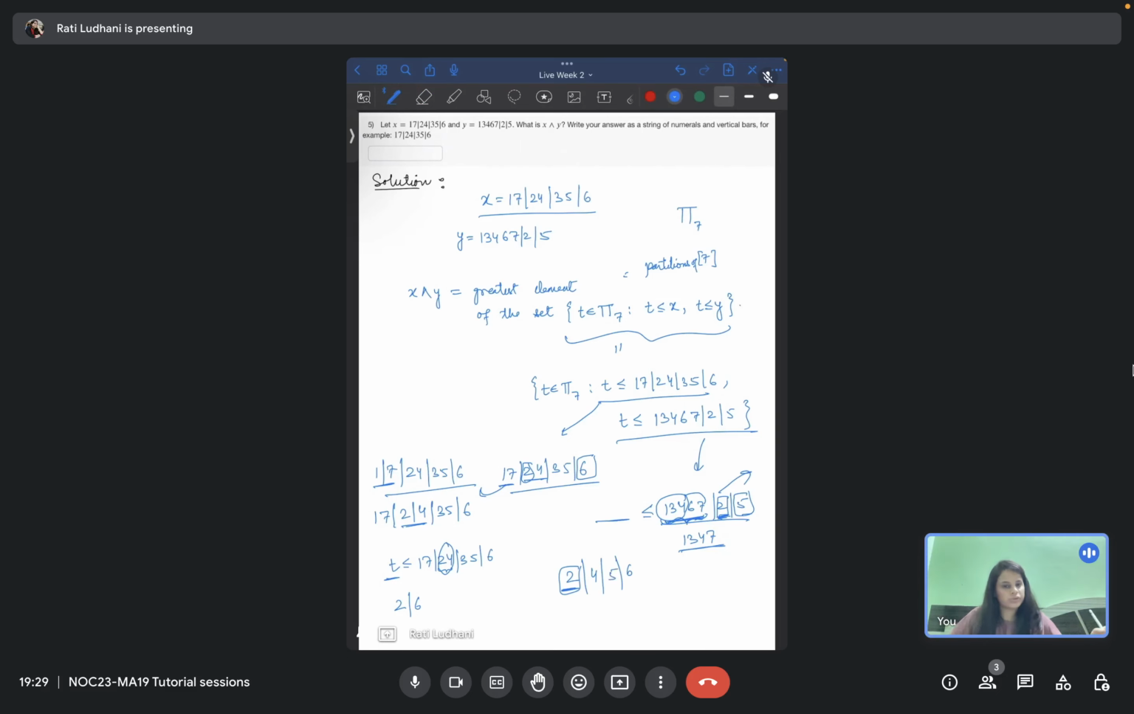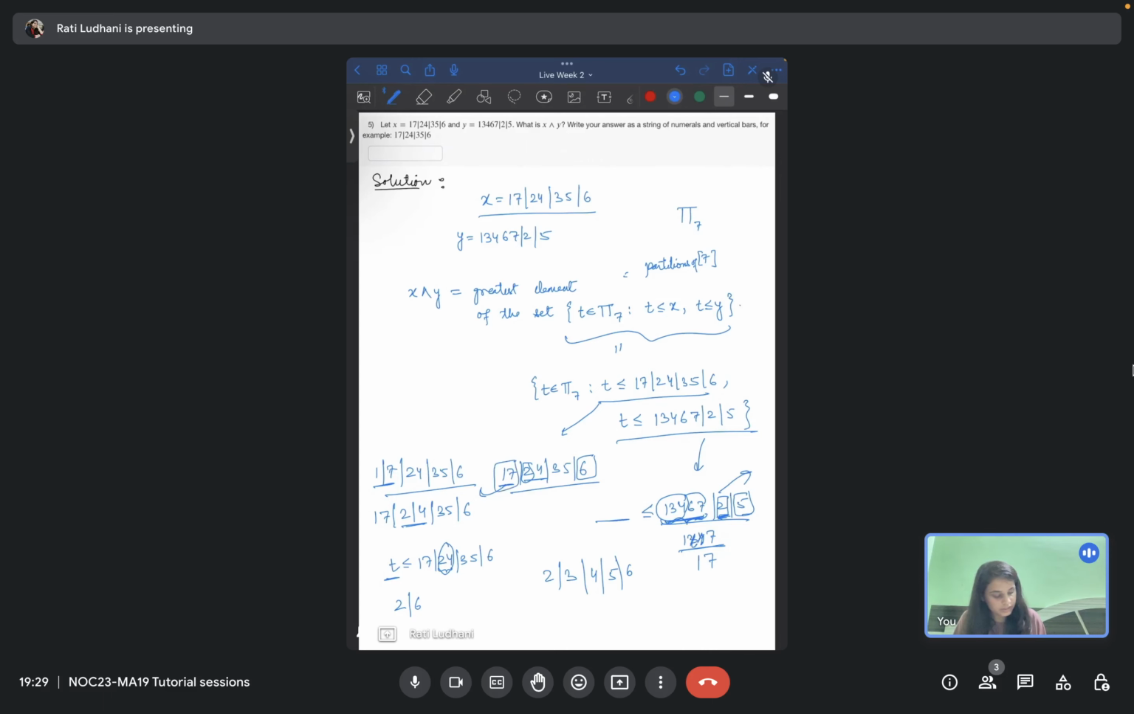So 2 and 4 are separated already again. So these four are settled. Now 3, 3 also, exactly. So 3 also it will happen. So you have 2 and 3. Okay, now what is left? 3 is gone, 4 is gone. Now 1 and 7, 1 and 7 are there.